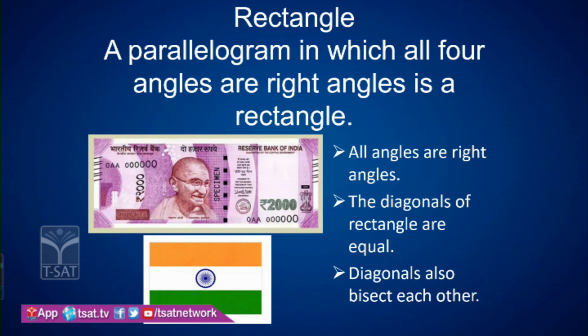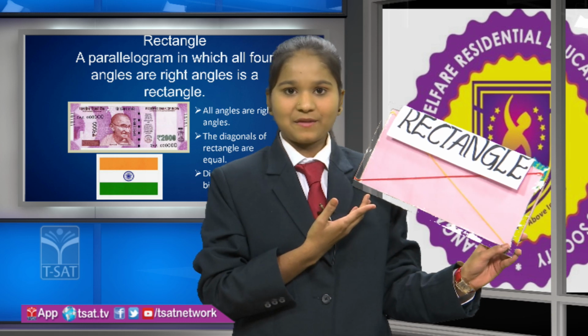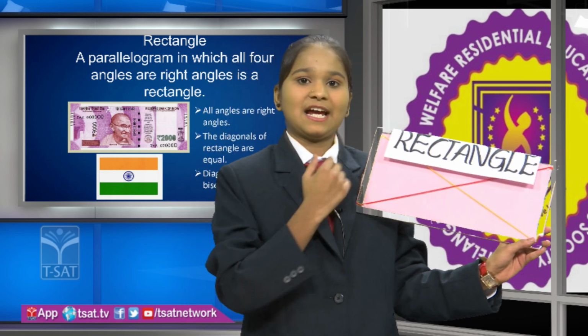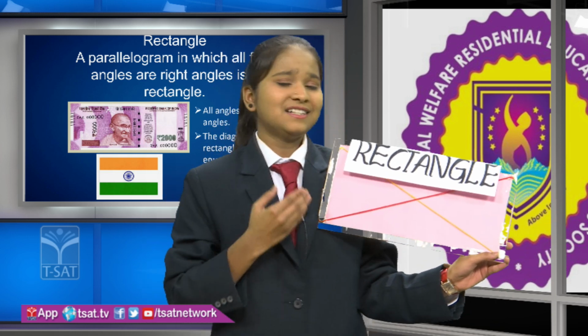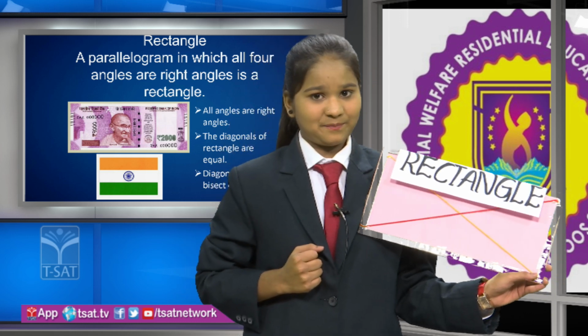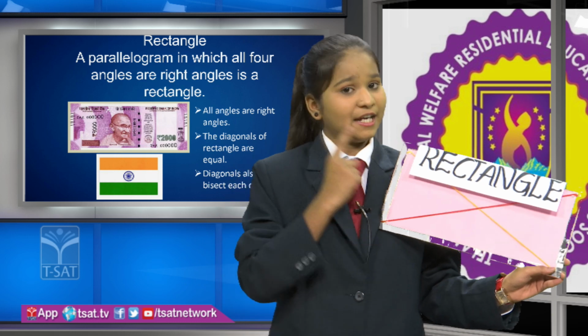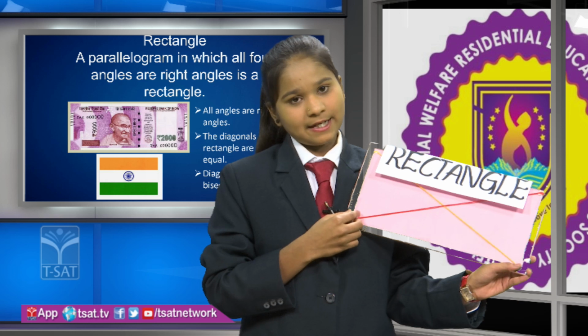Let us learn another type of quadrilateral, that is the rectangle. In a parallelogram, if all four angles are 90 degrees, then it becomes a rectangle. So here, this is a rectangle. In a rectangle, opposite sides are equal and all angles are 90 degrees. The diagonals bisect each other, and one diagonal divides it into two congruent triangles. Let us check whether the diagonals are equal or not.